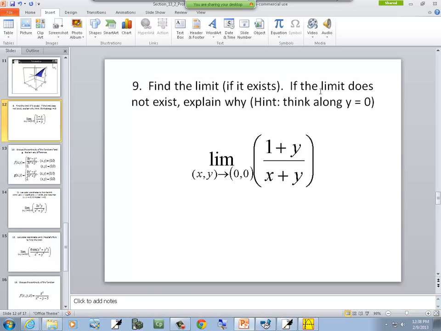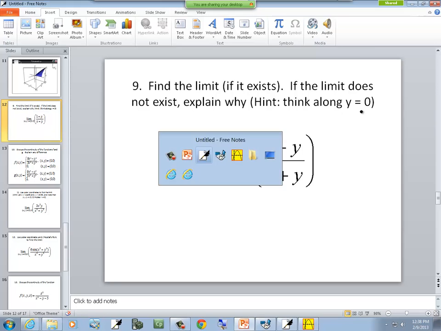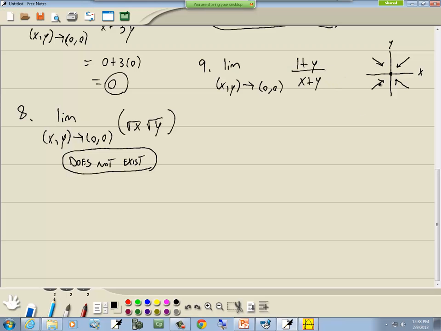And I'll give you a hint here. It says think along y is equal to 0. If you set one of your variables equal to 0, well, y is equal to 0. I'm looking at it as it's coming from this side and from this side. Well, think about it: if I looked at it along this line here, y is always equal to 0, isn't it?